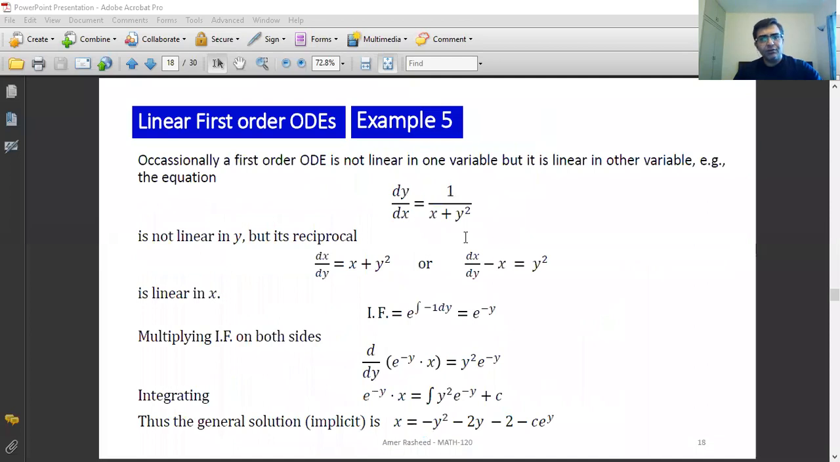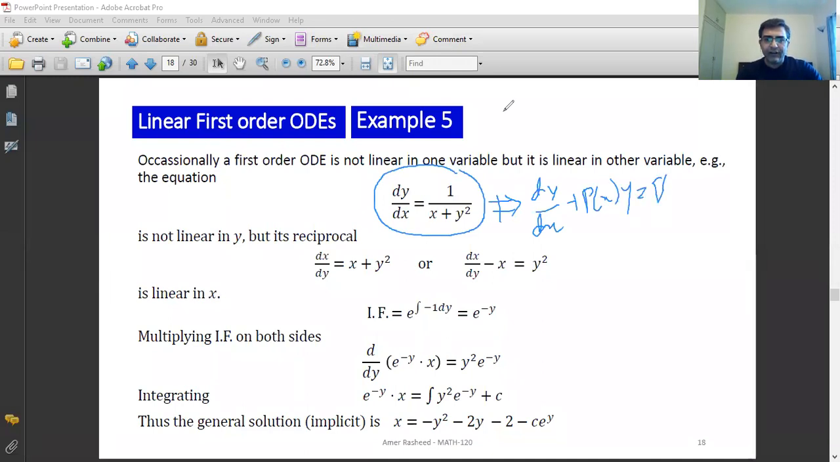So now we are going to discuss another example of first order linear ODEs. Sometimes the given differential equation, for example, this one, dy by dx is equal to 1 over x plus y square, is not linear. We cannot express it in this form, dy by dx plus p of x y equal to q of x. So we again look at the differential equation carefully.